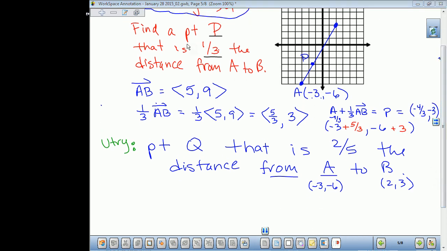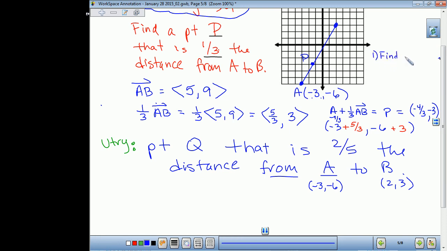So here are the steps. You find the vector. Find your fractional distance, times the vector. And then in this case, we're going to add it to the endpoint.